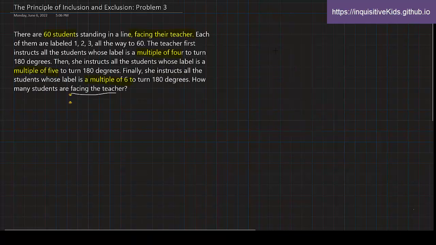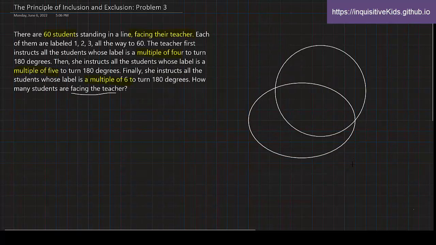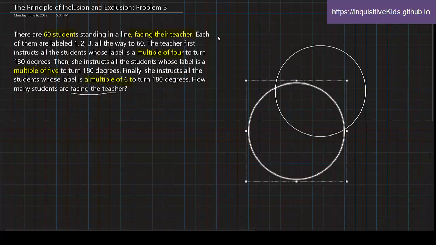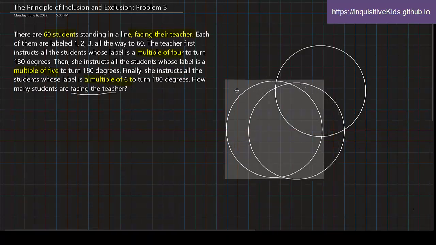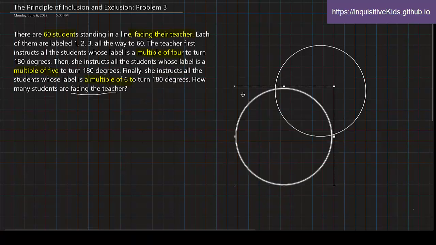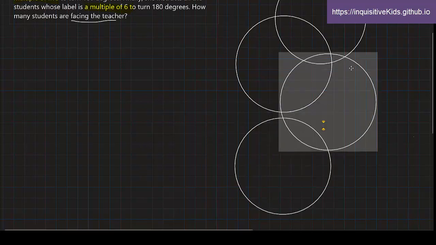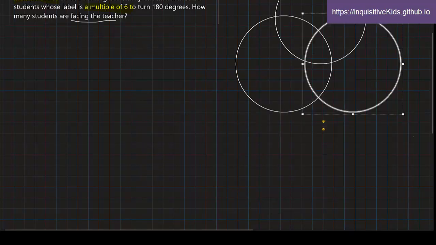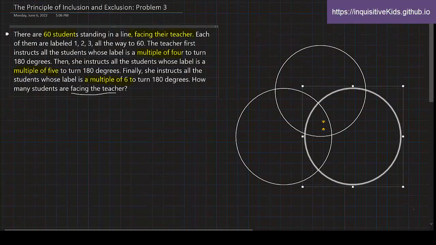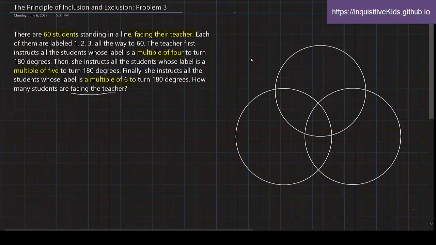So first, let's make a Venn diagram, and now we need to think about how many circles we need. Because there are 3 properties, we need to have a bigger Venn diagram. So, for example, this one would have to be overlapping these. So this is what our brand new Venn diagram will have to look like. This would be the multiples of 4, 5, and 6.